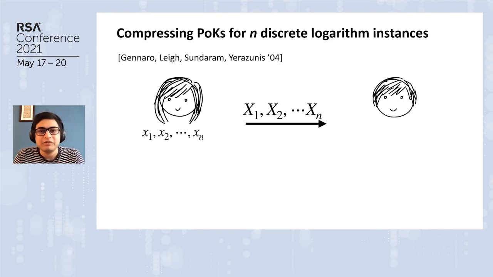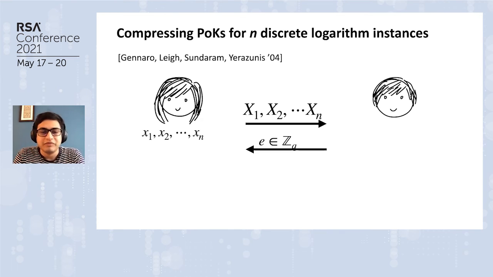The second tool that we use for compression is the standard tool of compressing proofs of knowledge for multiple discrete log instances. And this proceeds as follows. For a number of public, let's say elliptic curve points, capital X1 to capital XN, Alice possesses their discrete logs, lowercase x1 to lowercase xN.